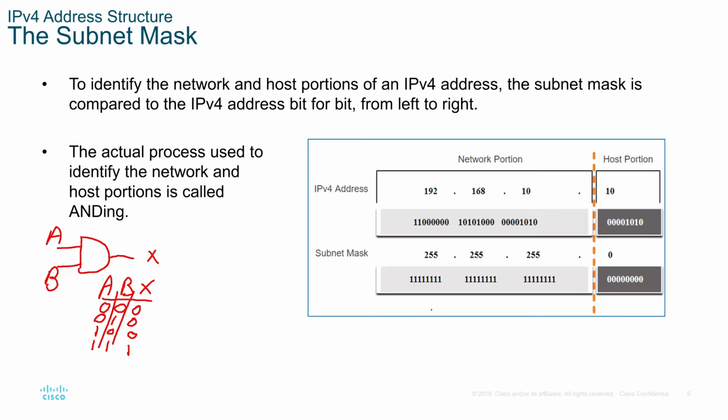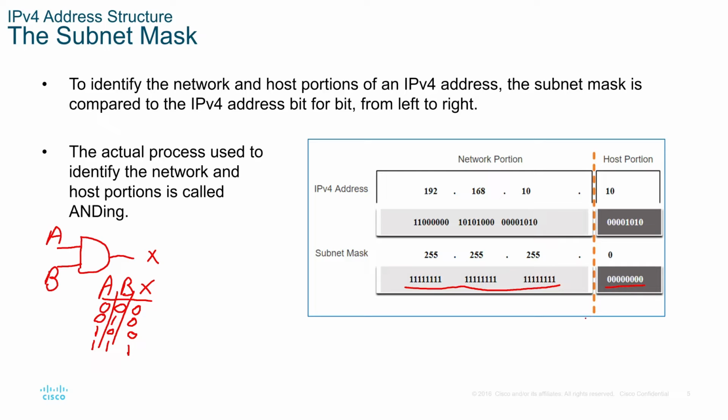When we combine the subnet mask with an IPv4 address, wherever we have a high, the number in the IPv4 address stays. Whenever the subnet mask has a low, it wipes out the numbers in the IPv4 address. So for the network portion, the subnet mask is all highs. For the host portion, because we want to eliminate that, the subnet mask is all lows.